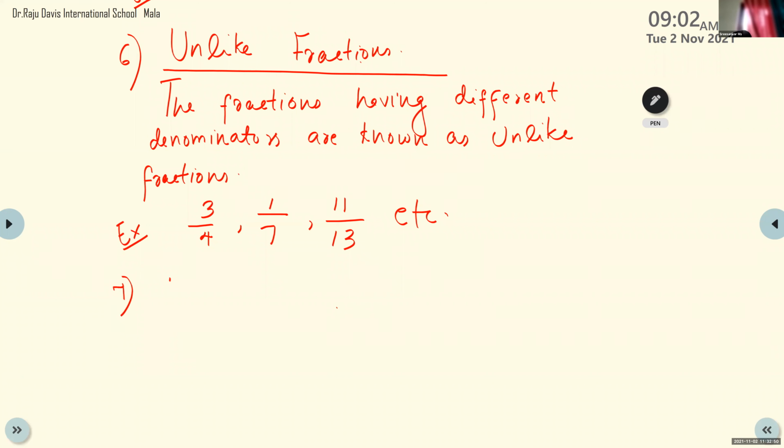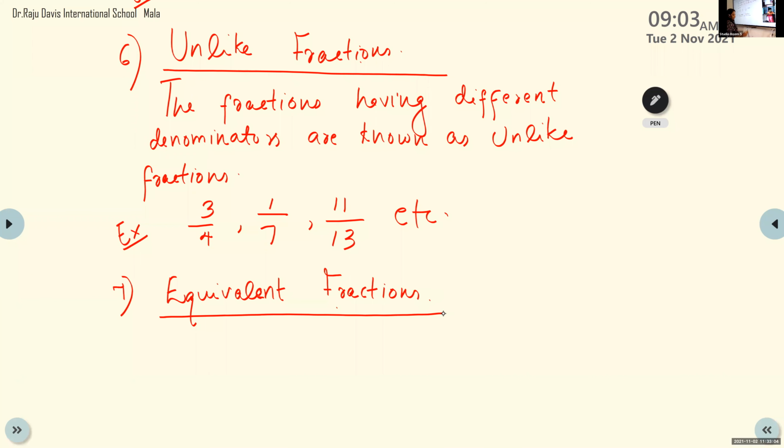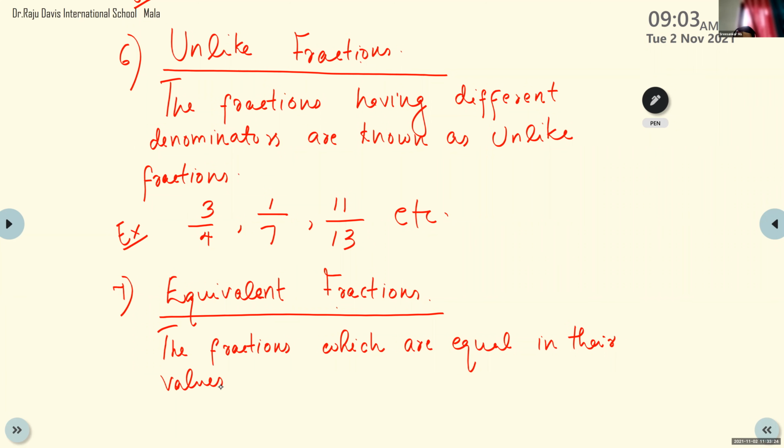By looking at the shape, we can find out. Equivalent fractions: the fractions which are equal in their values, and we can multiply with 2, then the next fraction is known as an equivalent fraction.